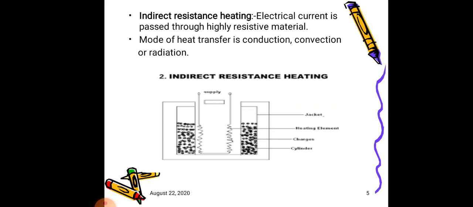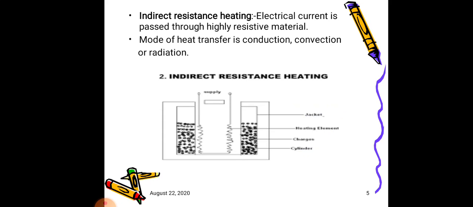Now next type of resistance heating is indirect resistance heating. In this method, the current is passed through a high resistance wire known as the heating element. The heat produced due to I square R loss in the element is transmitted to the body to be heated by one or more modes of heat transfer like conduction, convection and radiation.